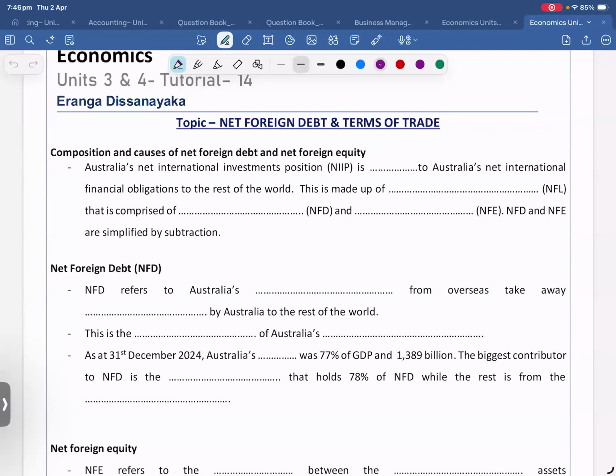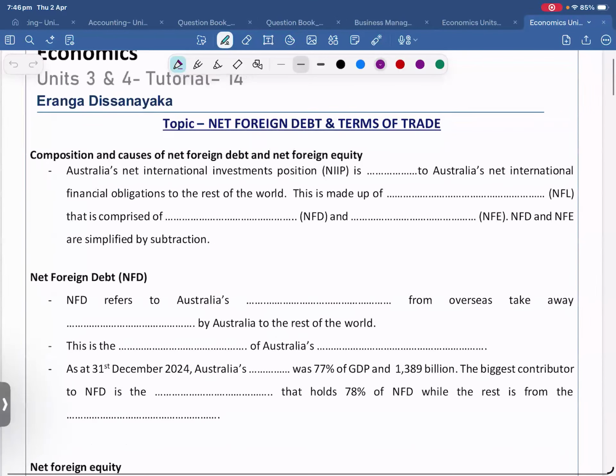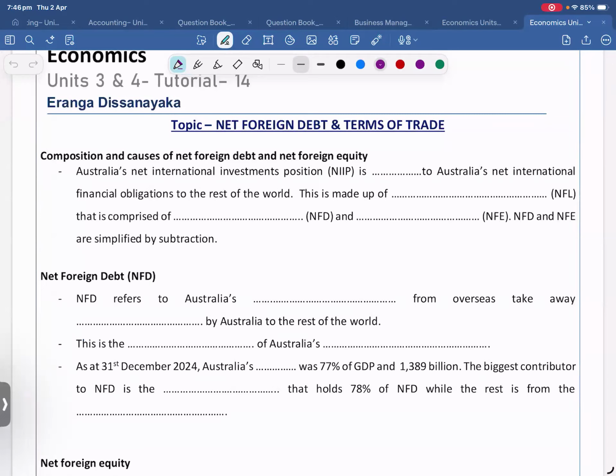Net foreign debt and terms of trade. So firstly, even though the terms of trade is there, we will just touch base with the terms of trade and some questions. But terms of trade we'll do in details later.